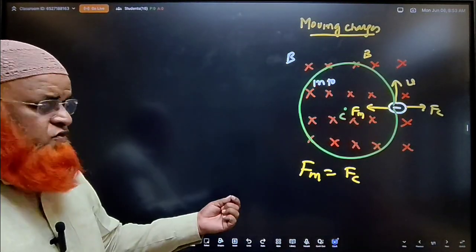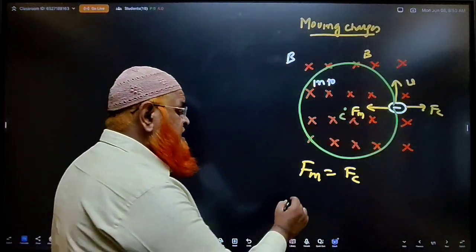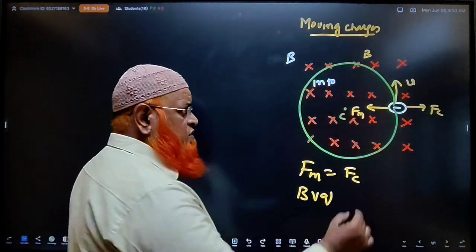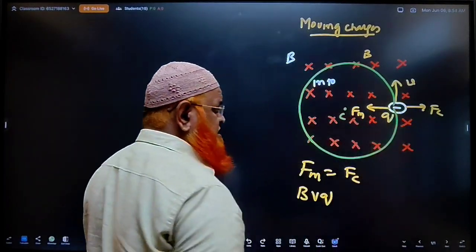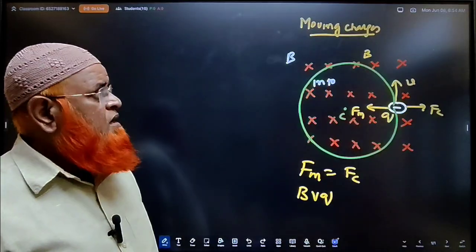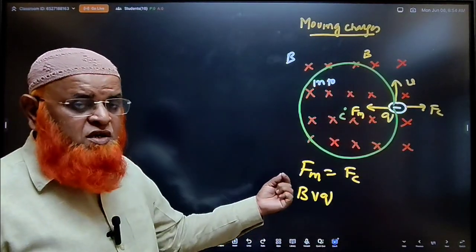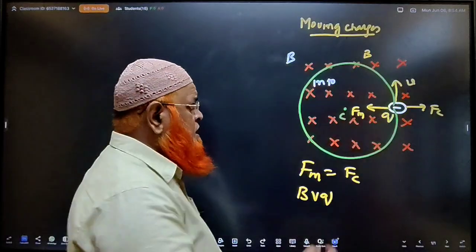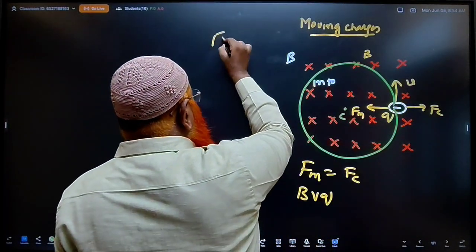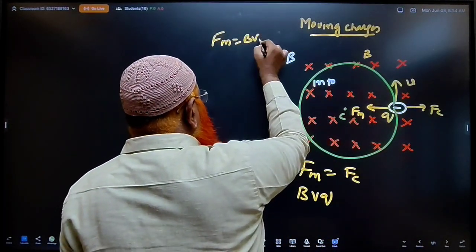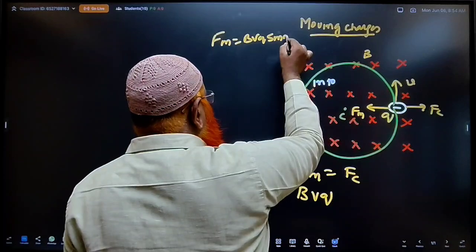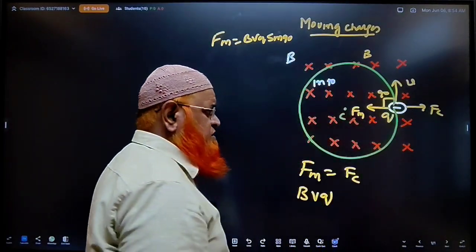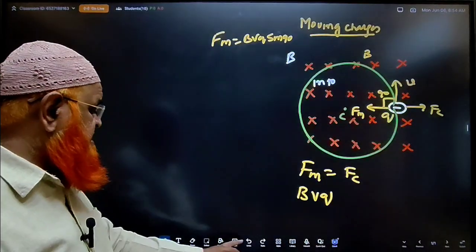The force due to the magnetic field is given by BVQ, where V is the velocity and Q is the charge on the particle. Actually it is BVQ sine theta. The force due to the magnetic field is BVQ sine theta, but here it is making exactly 90 degrees.